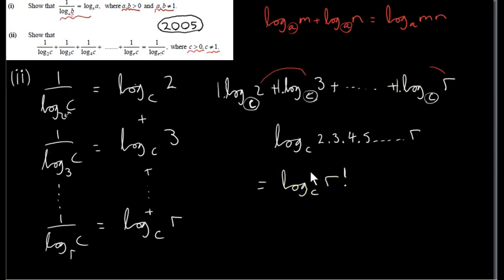Now what we can do is use what we proved from part 1 in reverse. See, if we have log to the base b of a, we can write it as 1 over log to the base a of b. So if we have log to the base c of r factorial, we can write it as 1 over log to the base r factorial of c. R factorial is just a number. And that's what we had to prove.